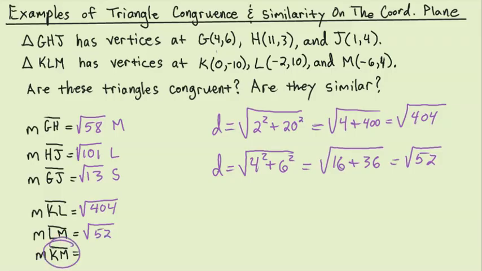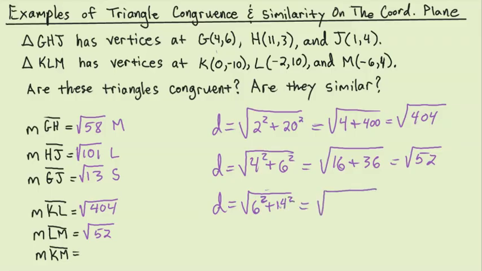Last one, we'll do the length of KM. So distance equals, we're going from (0, negative 10) to (negative 6, 4). Well, how far is it from 0 to negative 6? That's 6 units away. So we'll do the square root of 6 squared plus, and then how far is it from negative 10 to positive 4? Okay, that's 14 units away. And you can check it out on a number line if you want to. It's 14 units away, so 14 squared.